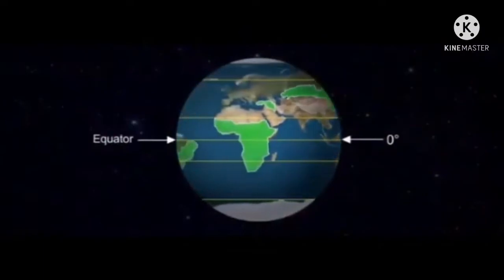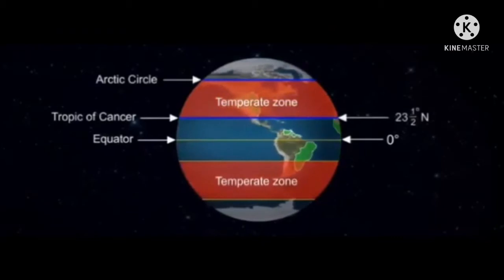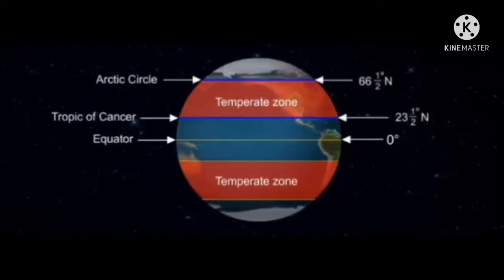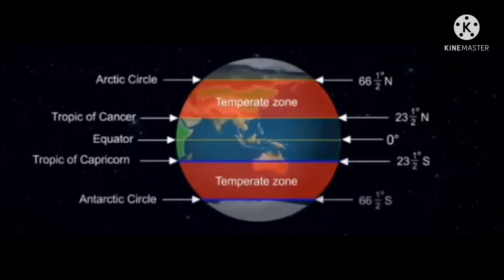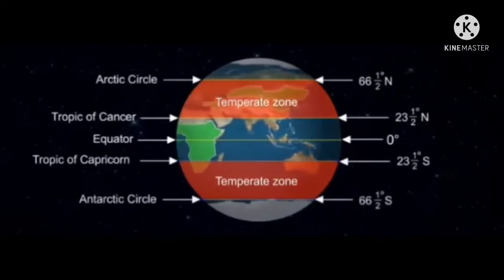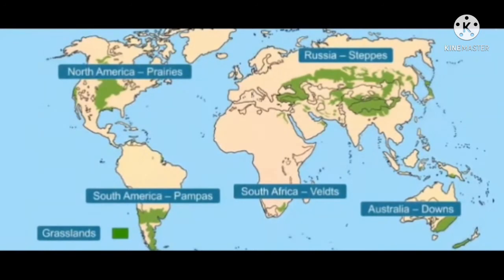Temperate grasslands extend between 23.5 degrees and 66.5 degrees, both in the northern and the southern hemisphere. They are known by different names in different places. In the northern hemisphere they are known by different names, and in the southern hemisphere they are known by different names. So let's see their names.